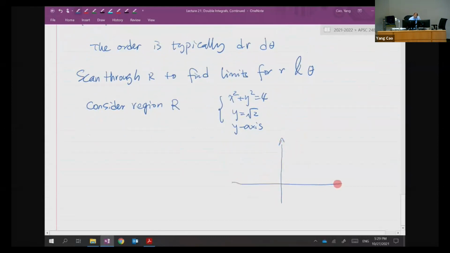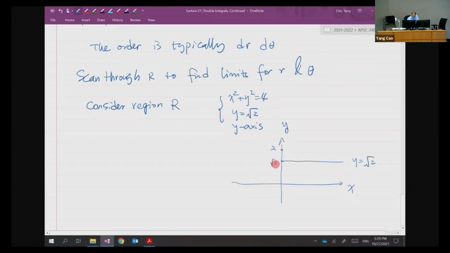Now let's sketch this region R. Let's sketch the easy ones. Sketch the y-axis, which we did. Sketch y equal to square root of 2, and let's label it here. So this is y equal to root 2, a straight line. And the last one, you sketch this circle, x squared plus y squared equal to 4. So the radius of this circle is 2. 2 is more than root 2, so 2 is somewhere here.